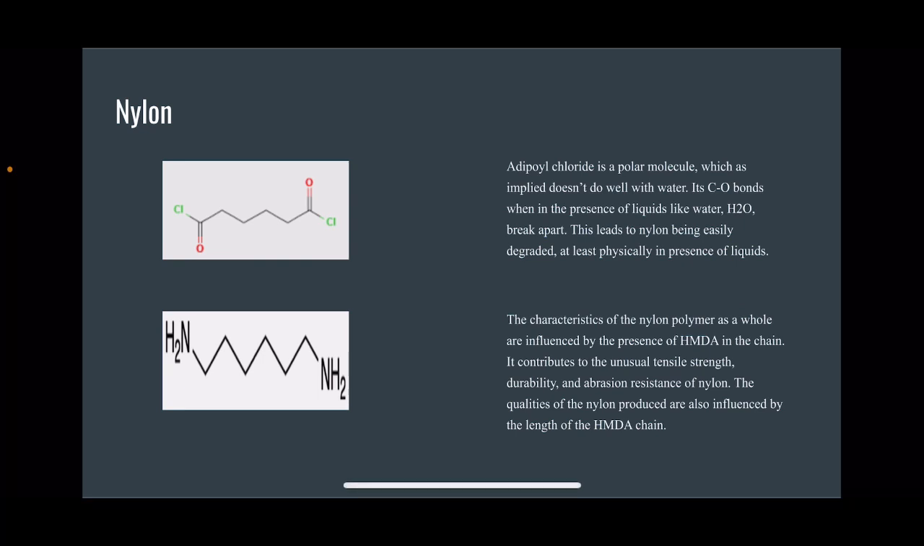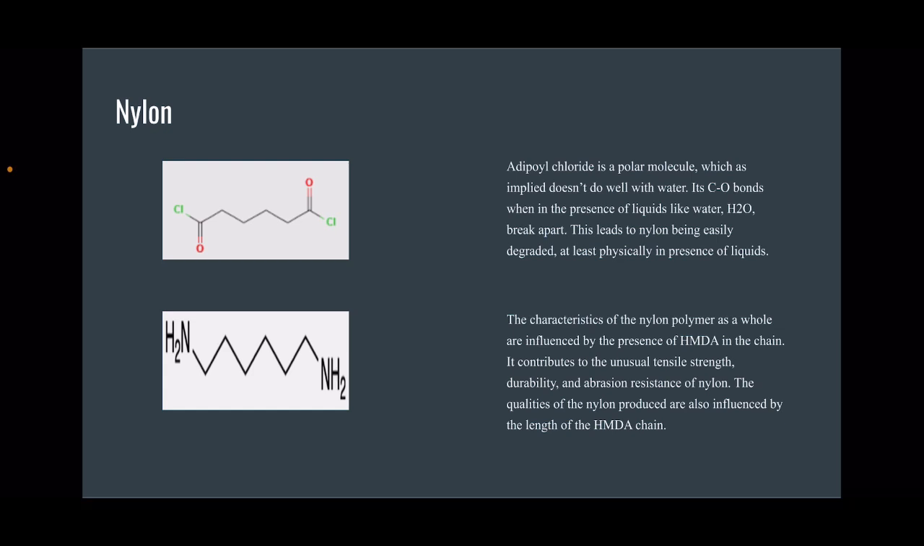The next one that I looked into was nylon, which tends to be a more common fabric, and this one also had two monomers that go into it. The first one being adipoyl chloride, which is a polar molecule, so it doesn't necessarily do that well in water. The C-O bonds, when in the presence of water, break apart, which leads to nylon being easily degraded, at least physically, in the presence of liquids. It tends to be one of the disadvantages of nylon.